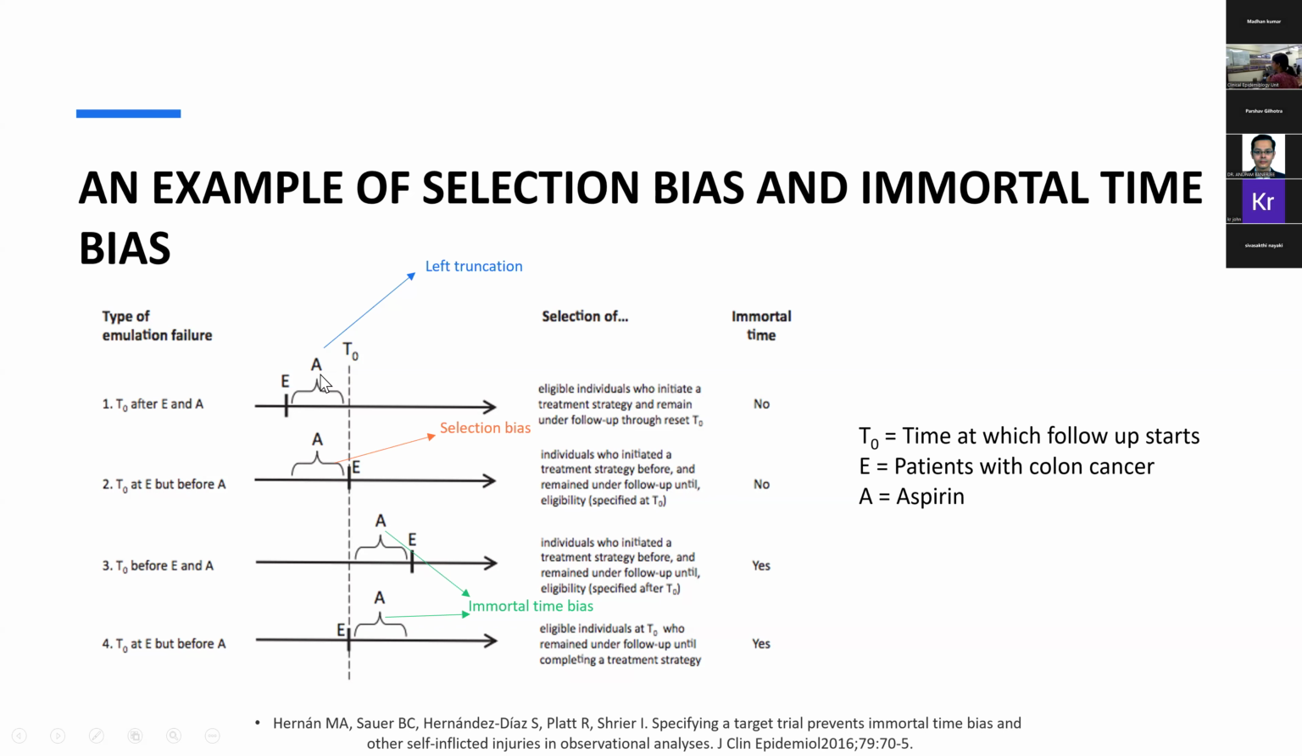Now in an RCT, these 3 always coincide, because the time at which you randomize, you start follow up, you assign them into a treatment arm. First you decide whether they are eligible or not, randomize and assign them into the treatment arm and start follow up at the same point. So in a randomized controlled trial, time 0, A and E all occur at the same point. But in observational studies, it is not like that. Eligibility, assignment and time 0 might not be at the same time. This is why you have these problems of left truncation, selection bias and immortal time bias.